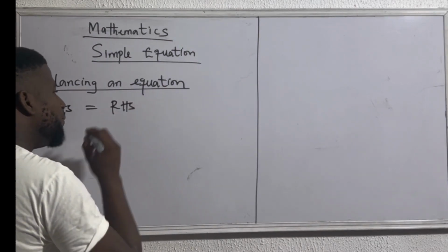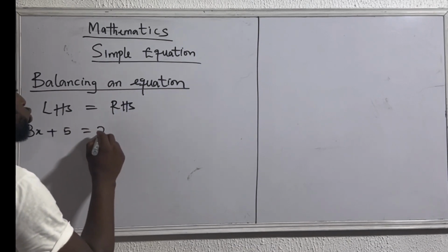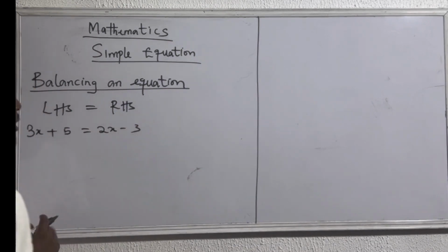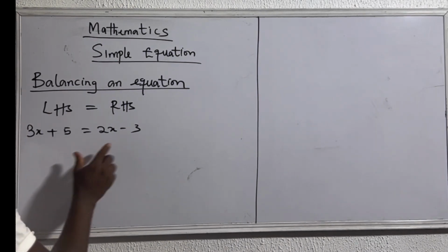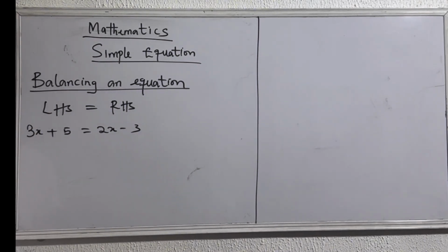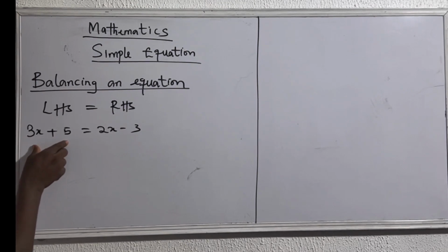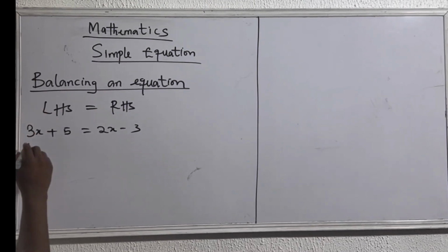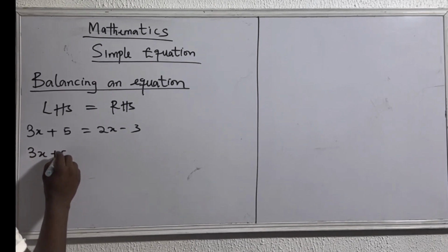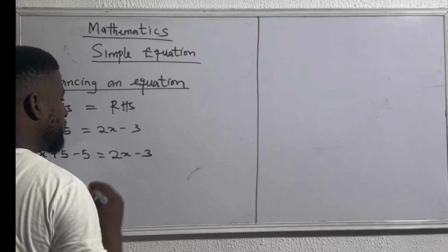hand side. Now, if I have 3x + 5 = 2x - 3, for example, we have an expression on the left hand side, we have an expression on the right hand side. Now, take for example, if I'm to subtract 5 from the left hand side, so that I want to take away 5 from this left hand side, I have 3x + 5 - 5 = 2x - 3, right?